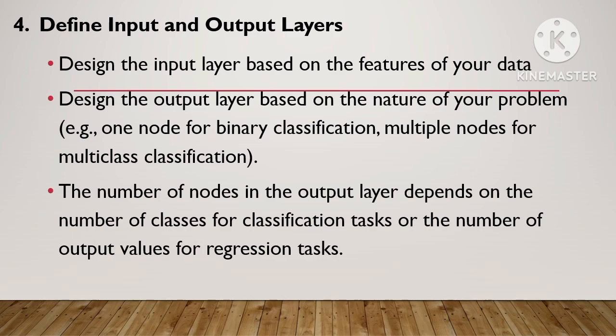That is one node for binary classification, multiple nodes for multi-class classification. And the number of nodes in the output layer depends on the number of classes for classification tasks or the number of output values for regression tasks. So the output layer design is guided by the nature of the problem that we are solving, and the input layer is defined by the type of data that we have.